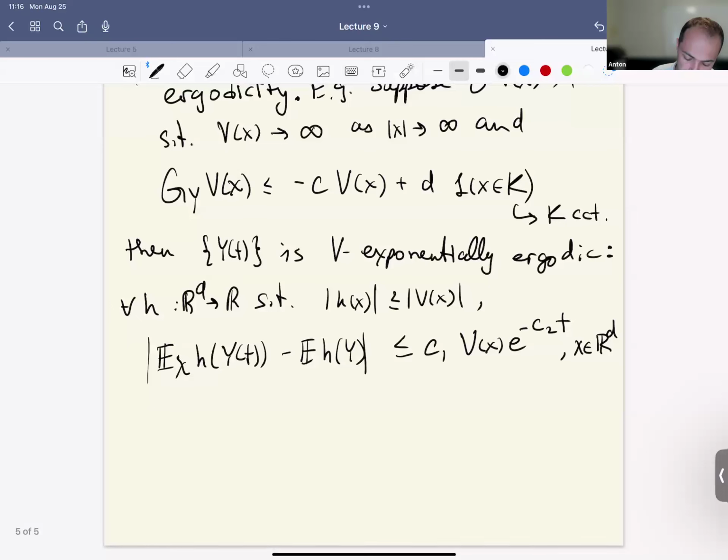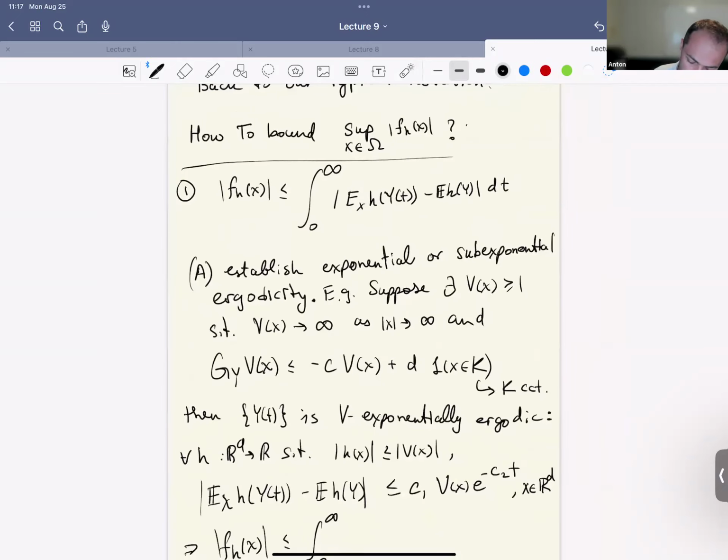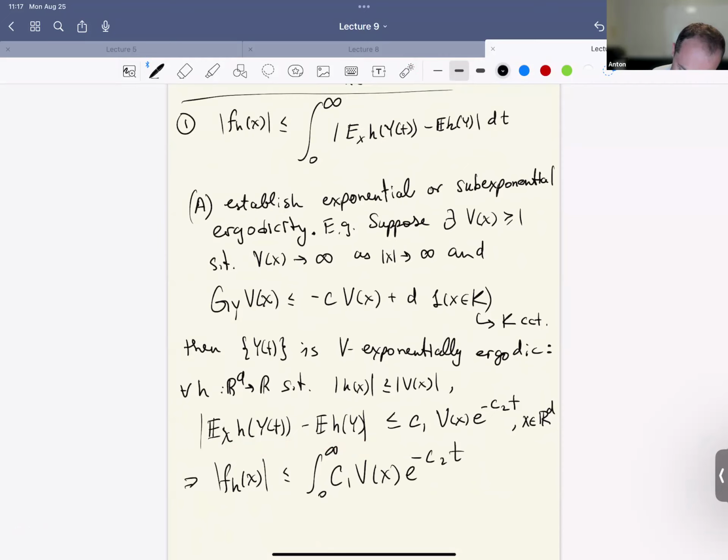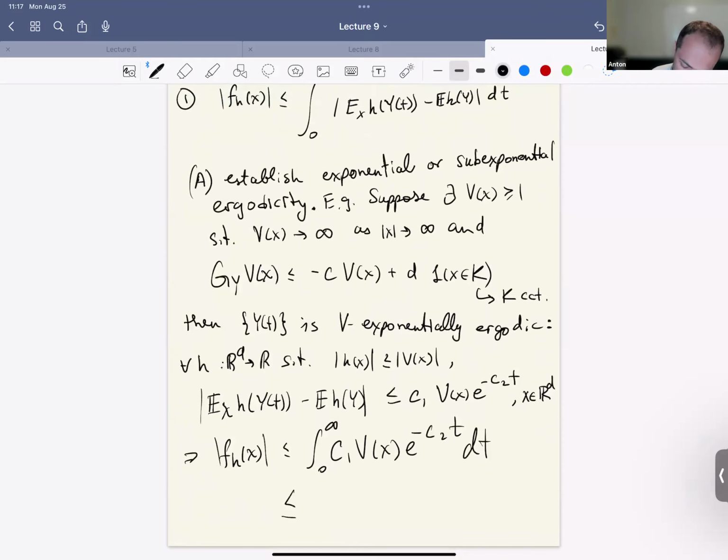But if we have exponential ergodicity, what we can conclude is that the Poisson equation solution is bounded by an integral from 0 to infinity. And we just look at its form over here. And this integrand is exactly what we bounded in the exponential ergodicity condition. So we'll have C1 V of x e to the negative C2 of t dt. And this is, of course, bounded by some constant, let's say C3 V of x, because you integrate the exponential and the integral becomes finite.